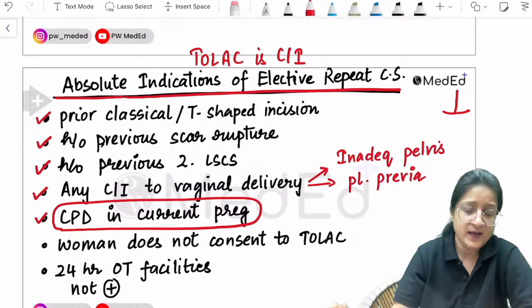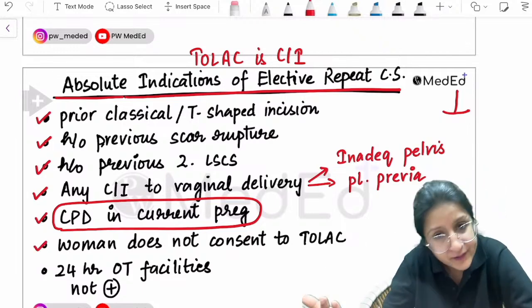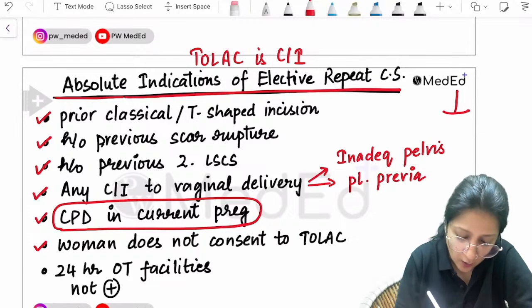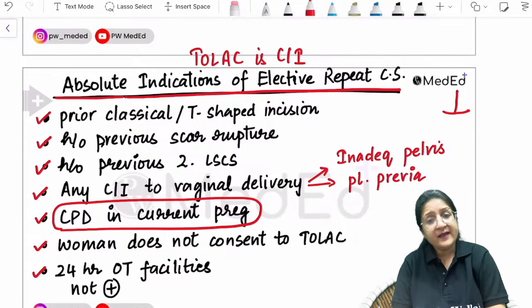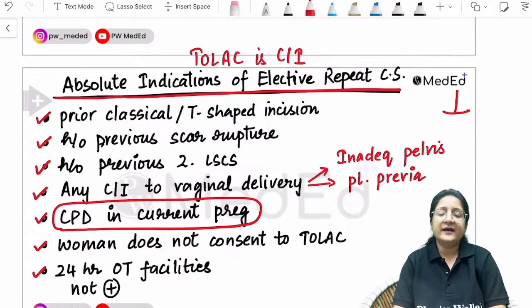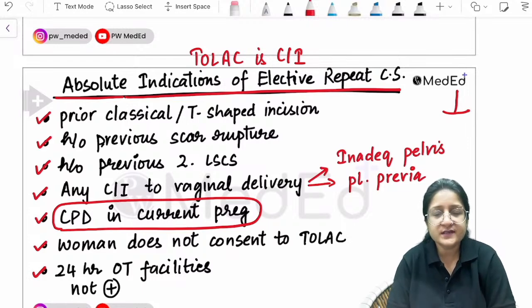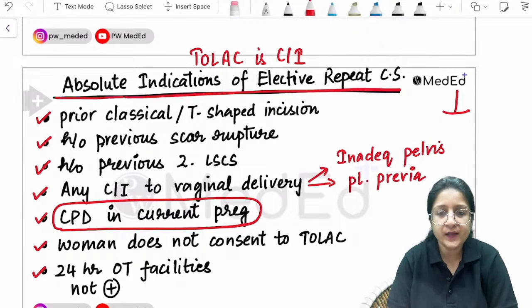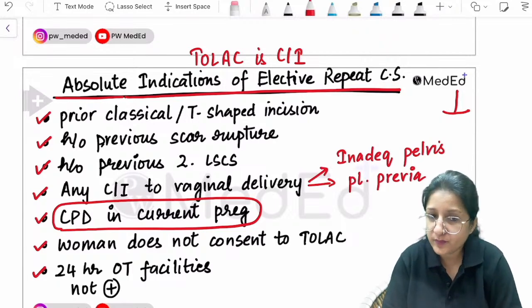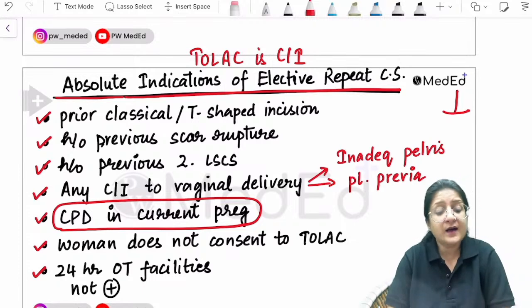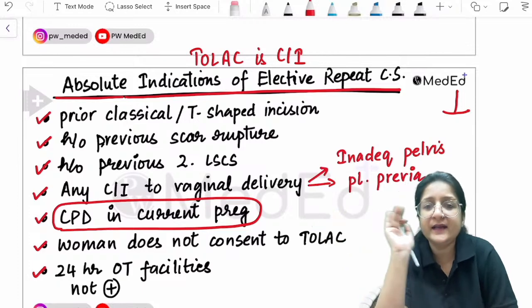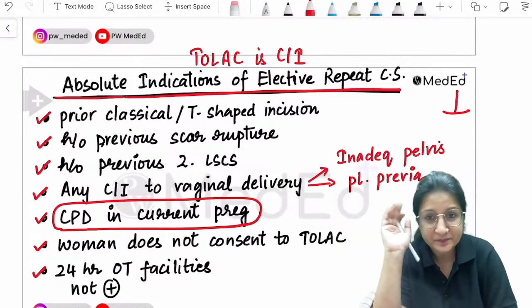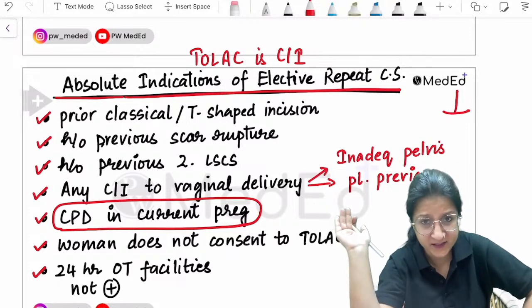repeat cesarean section, right? Woman does not want a trial of labor after cesarean section, or we are in a situation where the 24-hour OT facilities are not there, then in those situations we can't give a trial of labor after cesarean because it's very risky. The uterus can rupture, scar can rupture, complications can happen, emergency cesarean section can be needed to be performed at any point in time. So these are the indications where trial of labor is absolutely contraindicated and elective repeat cesarean section is done.